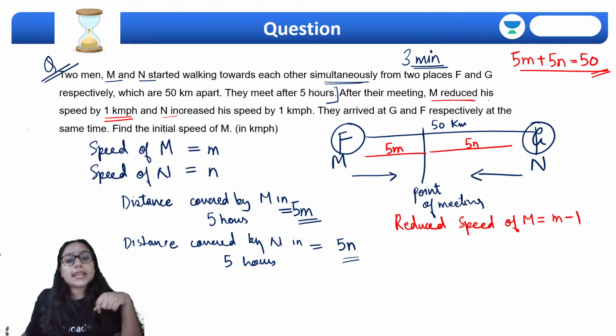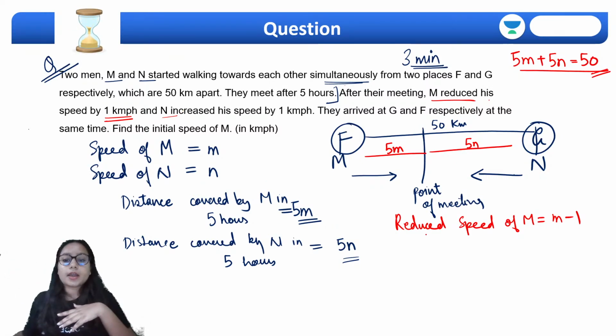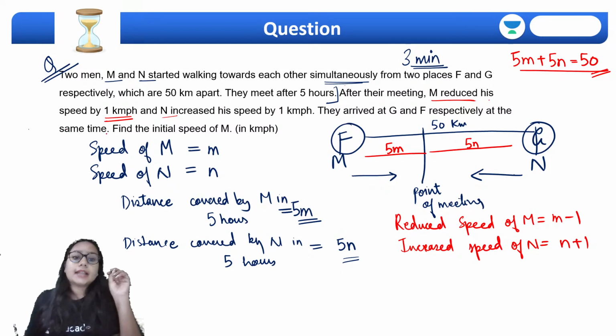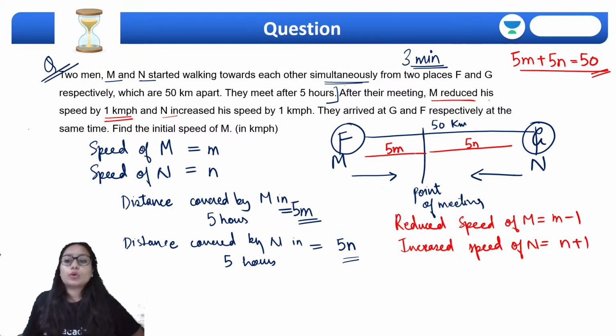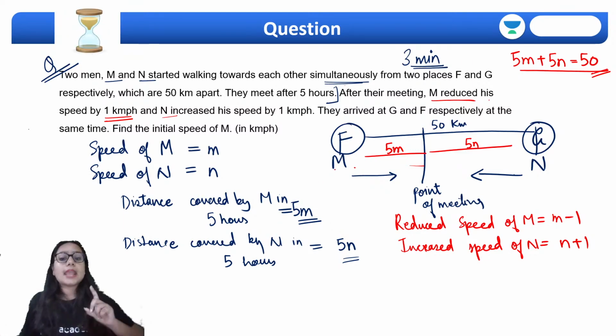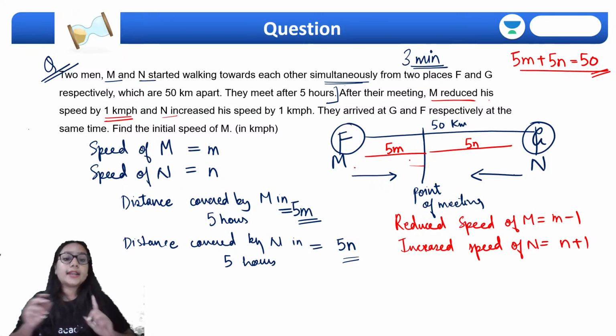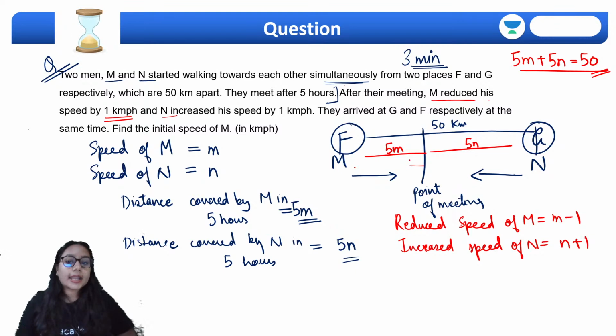And N increased his speed by 1 kilometer per hour. It means the increased speed of N is equal to N plus 1. Now after their speeds are changed, they arrived at G and F respectively at the same time. It means the time N took from the meeting point to M's town is the same as the time M took from the meeting point to G. So their timings are the same, and I can equate the times.